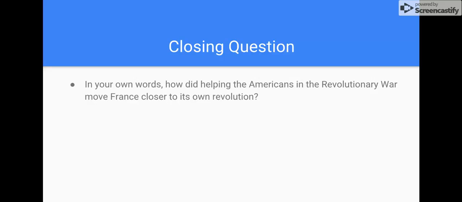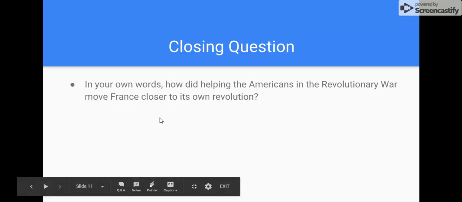In your closing question, make sure you write this down with your notes in your notebook. In your own words, how did helping the Americans in the Revolutionary War move France closer to its own revolution? So based on your reading and based on the slides, in your own words, how would you describe how France helping Americans with the Revolutionary War to revolt against the English king moved France closer to its own revolution? And there's a few things you should talk about in here, so make sure you look back and reference a couple of the things that we've already looked at.